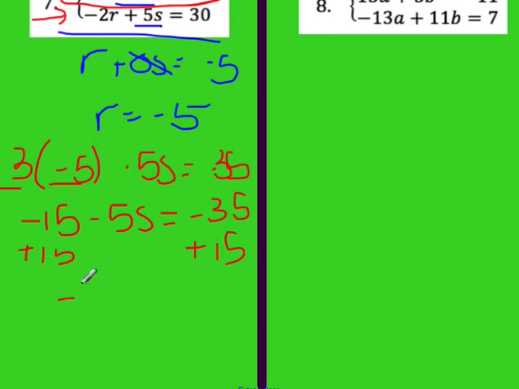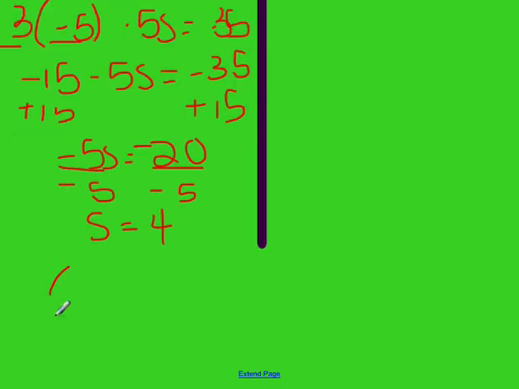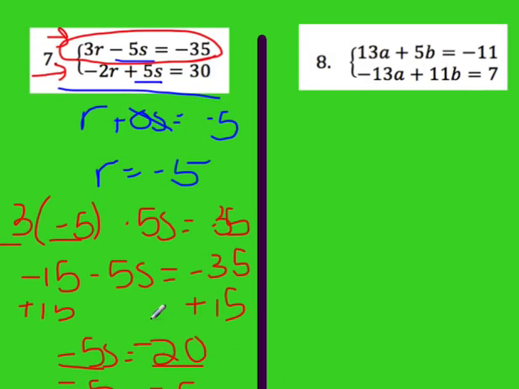And I get negative 5s is equal to negative 20, I'm sorry. Then, to solve for s, I need to divide both sides by negative 5. And when I do that, negative divided by negative is a positive, so I get a positive 4. So because it's not x and y, let's just write it out in alphabetical order in our coordinate point, which is negative 5, 4.